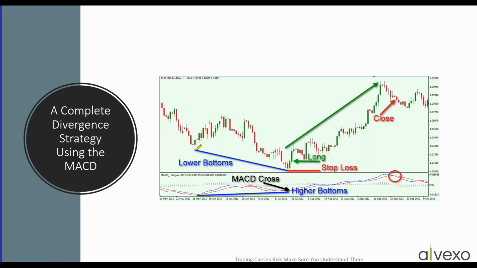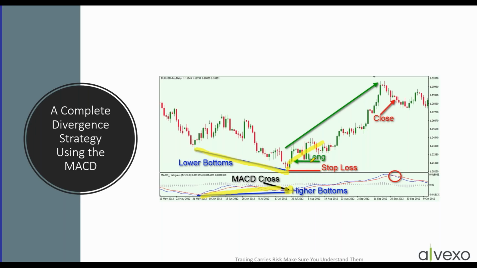Here we have price making lower lows, and it's running in a downward motion, while our indicator is running in an upward motion. Okay, so we have divergence. Now we also get, at the same time, this is the entry point, the crossover between the MACD line and the MACD trigger line, the red and the blue line, and that's giving us a buy point. So it's telling us to enter the market here going long.